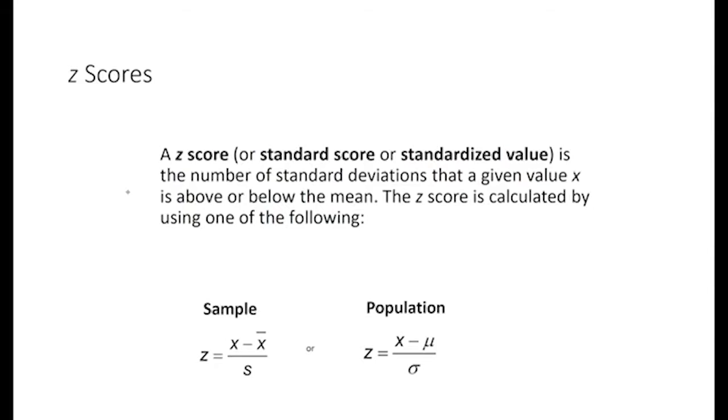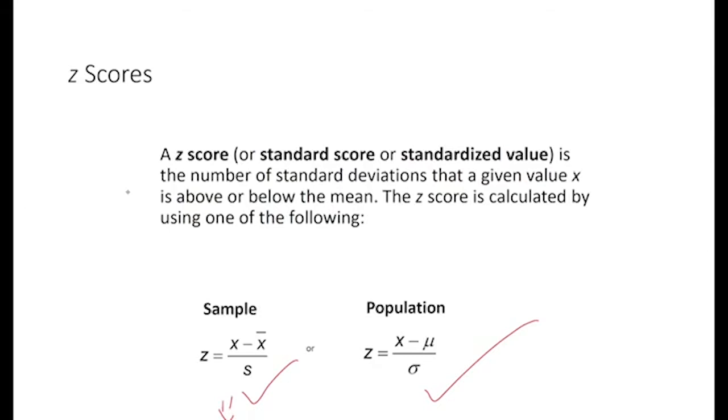So a z-score is the number of standard deviations that a given value x is above or below the mean. If you are working with a population, this is the formula we're going to use, and if we have a sample, then this is the formula we are going to use. If you multiply both sides by the standard deviation, z-score times standard deviation is x minus x bar.